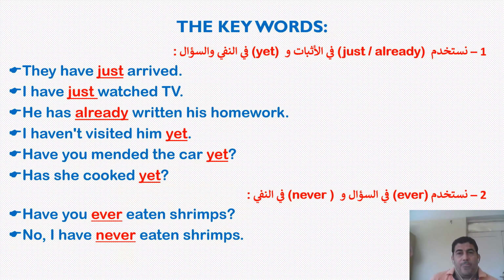Okay, let's see the second point. The keywords. We have some keywords for the present perfect simple tense, and we have to pay attention to the usage of every one of them, okay? Firstly, we have just and already. Just and already are used after have or has and before the past participle, as you see. And they are used in the affirmative sentences, okay? But yet is used in the negative ones and the questions, at the end of the negative sentences and at the end of the question. Pay attention to the difference between them.